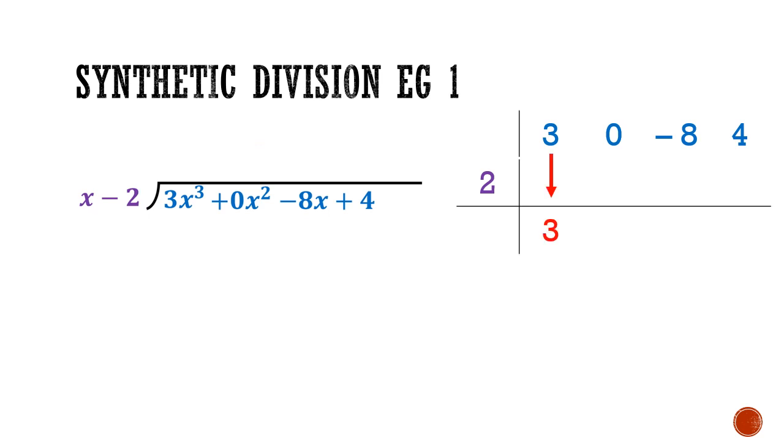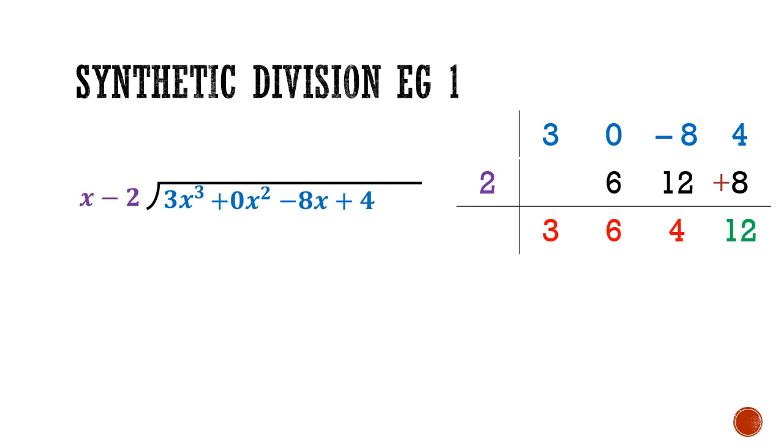So 3 plus 0 gives us 3. 3 times the divisor 2 gives us 6. 0 plus 6 gives us 6. 6 times the divisor 2 gives us 12. -8 plus 12 gives us 4. 4 times 2 gives us 8. 4 plus 8 gives us 12.